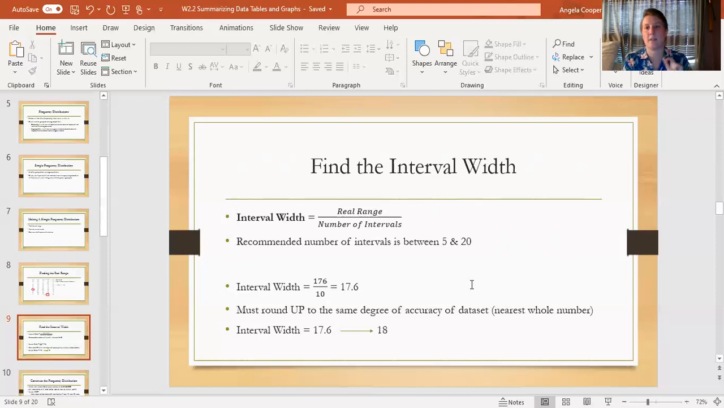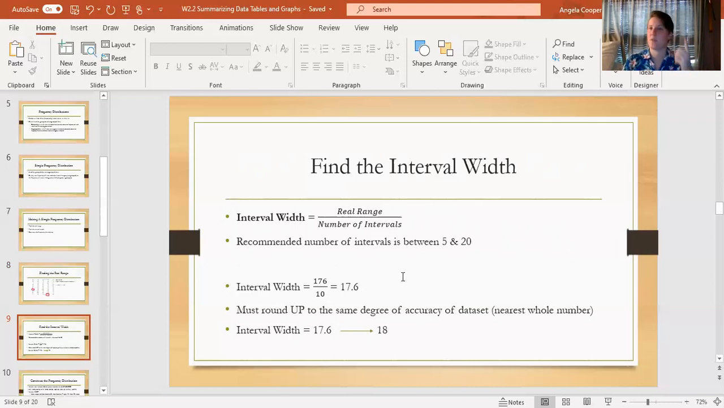You always round up. Now this is 17.6, so when you round up, it would be 18. But even if we had an interval width of 17.1, we would still be rounding up to 18. If it crosses over the threshold of 17, at 17.1 or 17.2, we're just going to go all in and go straight to 18. So we have our interval width of 18.